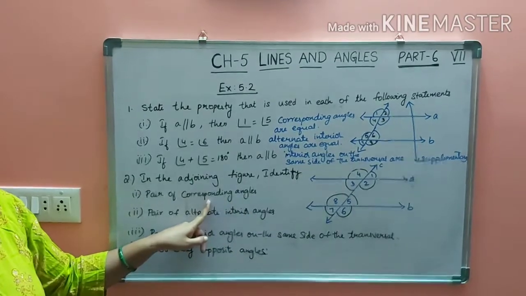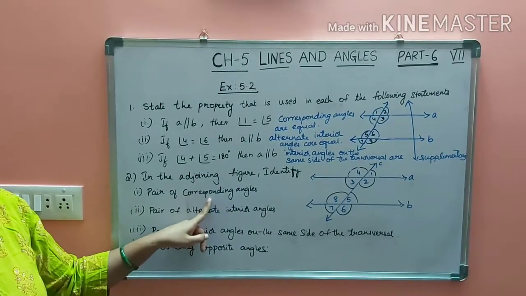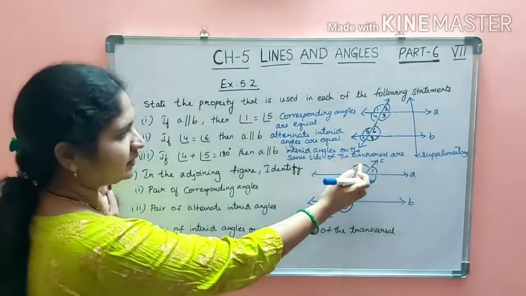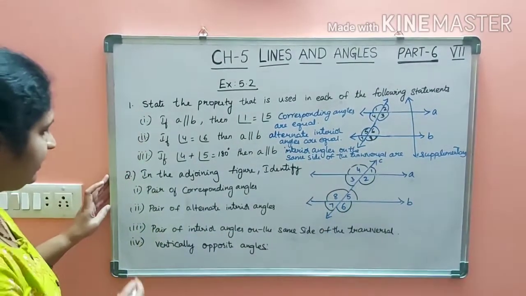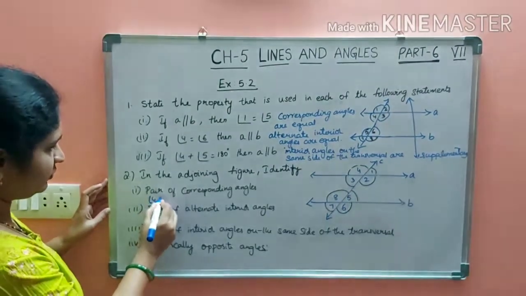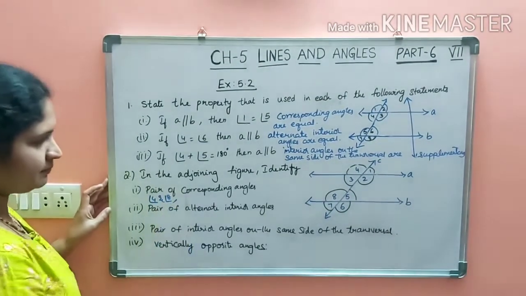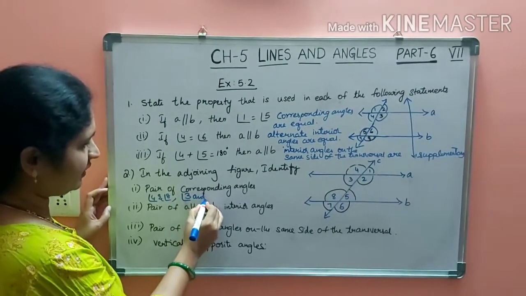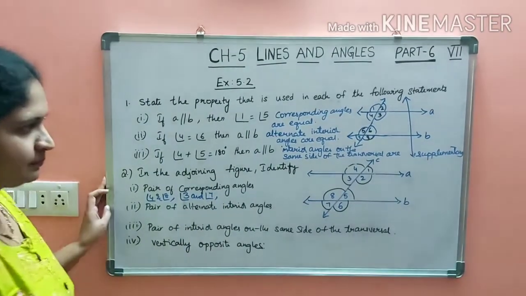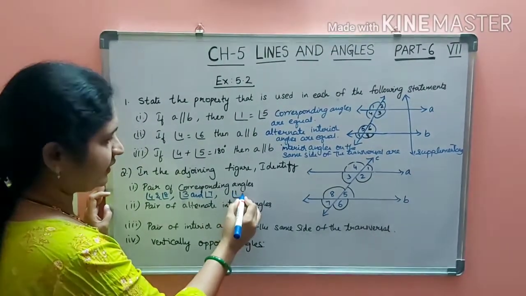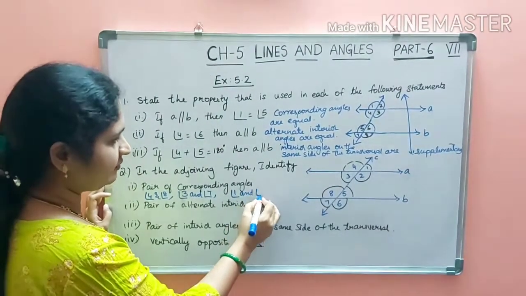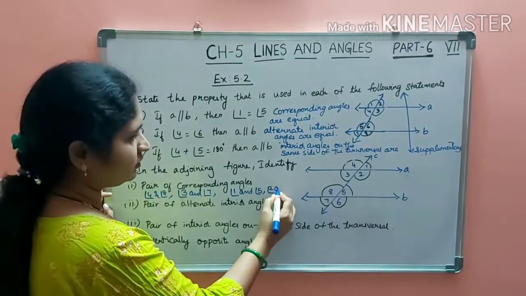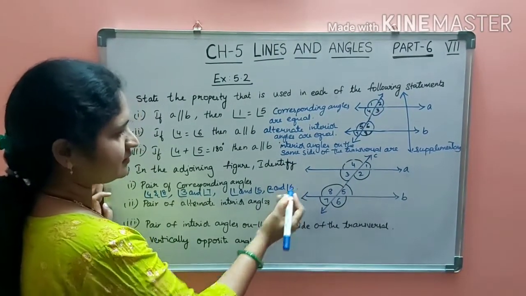What are corresponding angles, children? One should be interior, one should be exterior on the same side of the transversal. So here angle 4 and angle 8, comma, angle 3 and angle 7, comma, angle 1 and angle 5, comma, angle 2 and angle 6.